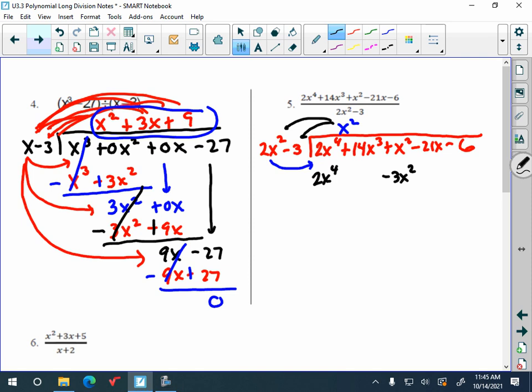All right, so when we take that x squared and distribute over, okay, keep in mind where you're placing your terms. Because we want the same exponents to be lined up underneath each other. So x squared times 2x squared is 2x to the fourth. We want to line it up here. X squared times negative 3 is negative 3x squared. So we want to line it up under the other x squared. Don't put it under the x to the third.